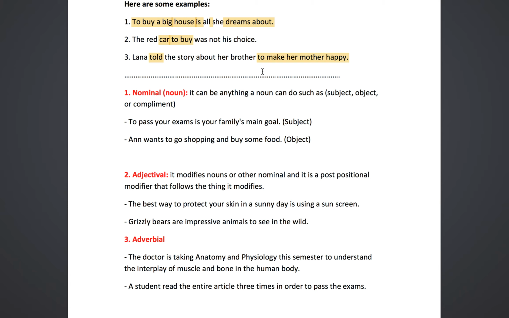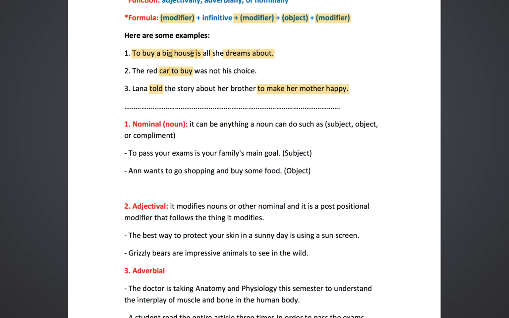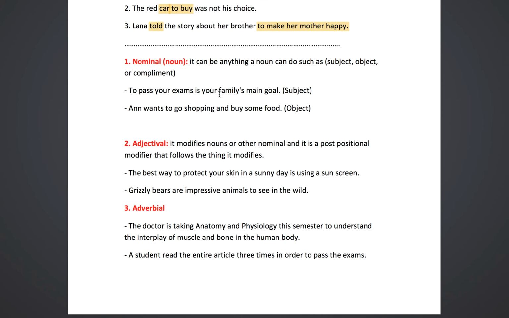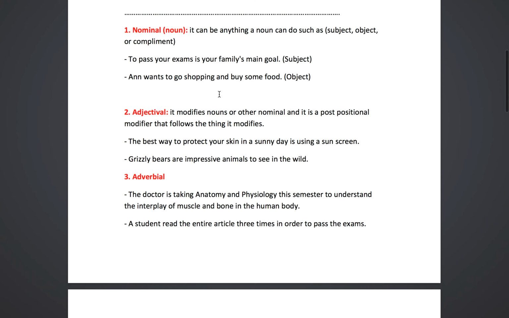If you test it by adding in order, you can say Lana told a story about her brother in order to make her mother happy. But you cannot add in order to here: The red car in order to buy was not his choice. It doesn't make any sense. You can recognize them this way: if it describes a noun or a verb, or if it's the subject of a sentence, or if it answers the right question. We are going to take a look at each of them separately.